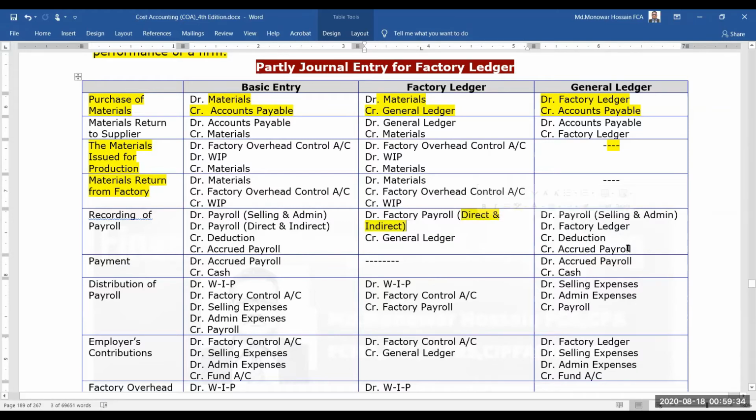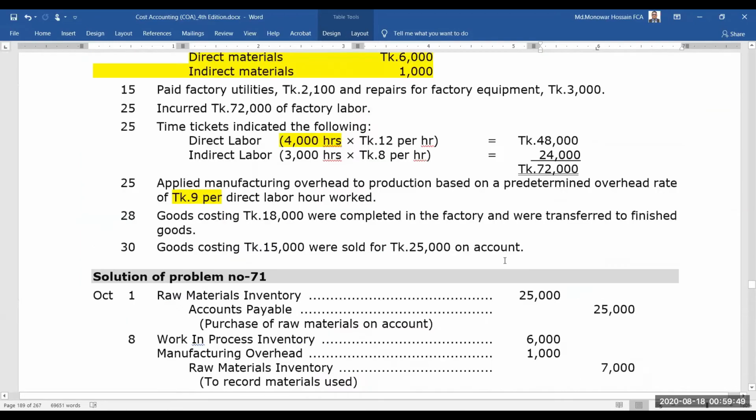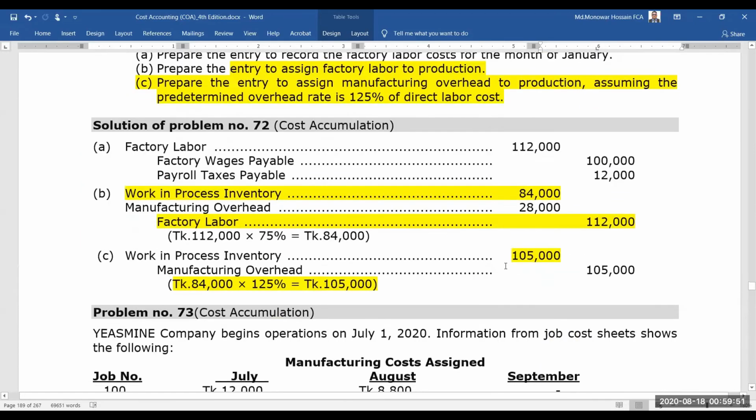So factory ledger debit, payroll credit in the general ledger, deduction credit, accrued payroll credit. So this way all journals are put in here. Now we are going to solve a few problems here.